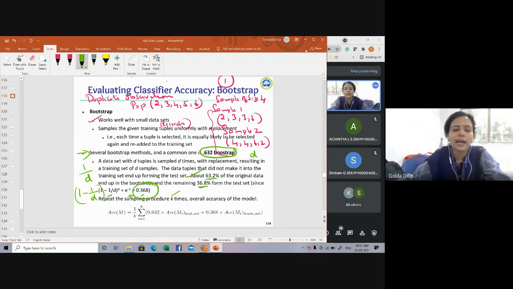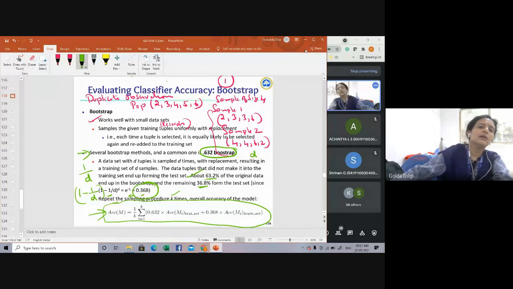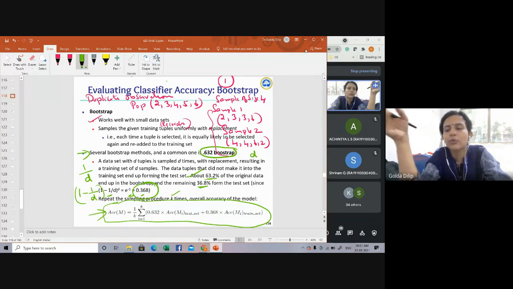When you say the overall accuracy of that particular model M, that's given by this equation. Don't get scared by seeing this. I'm just telling you about one of the techniques for evaluating the classifier's accuracy, called bootstrapping. Bootstrapping is nothing but sampling with replacement, and one of the bootstrapping techniques is called 0.632. To tell you why this name 0.632, I gave this big explanation: 63.2% becomes the training sample, and the remaining is the test sample.